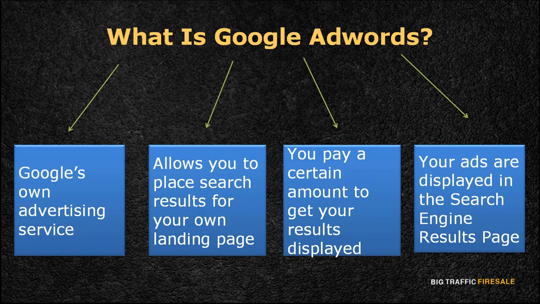So what is Google AdWords and how do you utilize it to generate traffic? Google AdWords is Google's own advertising service, which allows you to place search results for your own website or landing page. The search results for your product or service will appear on the search engine results page, the SERP, for which you would have to pay a certain amount to get your results displayed.